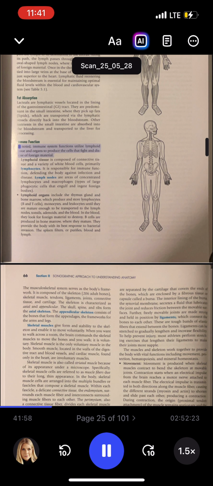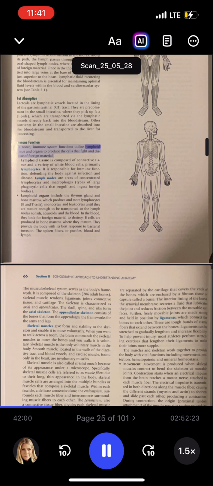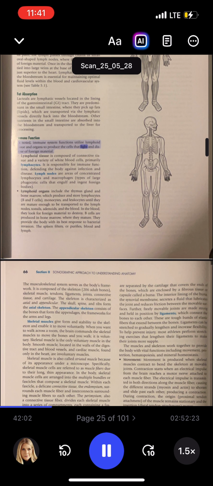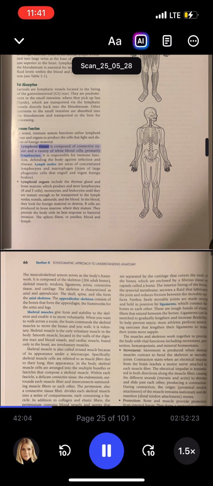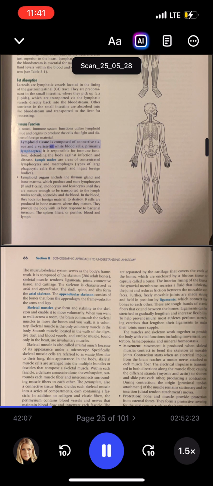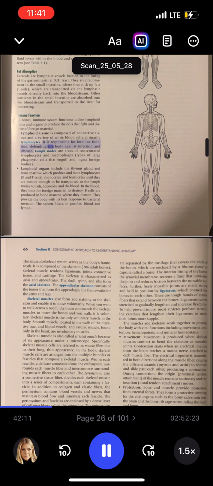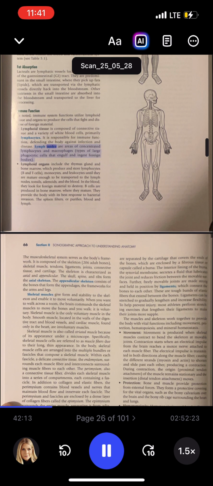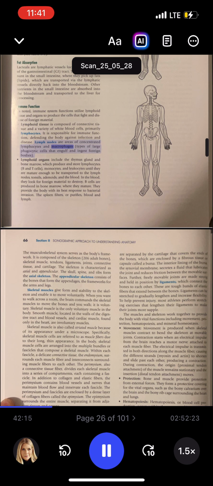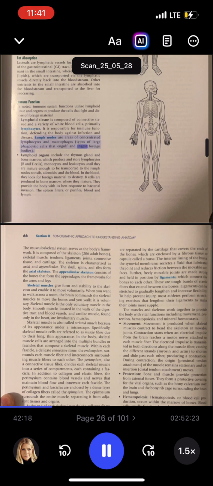Immune function. As noted, immune system functions utilize lymphoid tissue and organs to produce the cells that fight and dispose of foreign material. Lymphoid tissue is composed of connective tissue and a variety of white blood cells, primarily lymphocytes. It is responsible for immune function, defending the body against infection and disease. Lymph nodes are areas of concentrated lymphocytes and macrophages, types of large phagocytic cells that engulf and ingest foreign bodies.